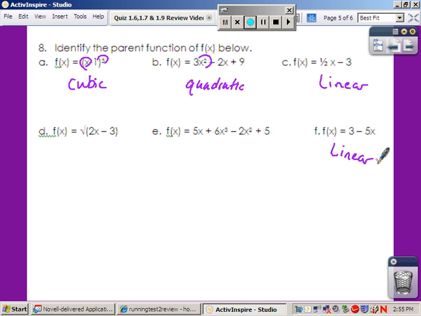Over here, we got a square root on this one. Obviously, that's a square root function. And here, even if you look at all this other stuff in here, ultimately the only thing that matters is this one right here, x to the third. The highest exponent is cubic.